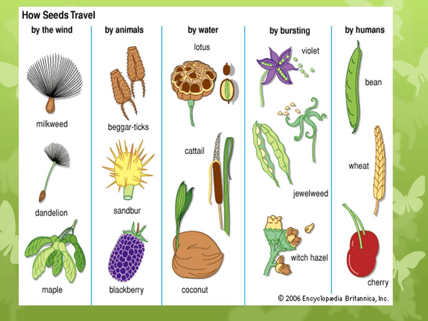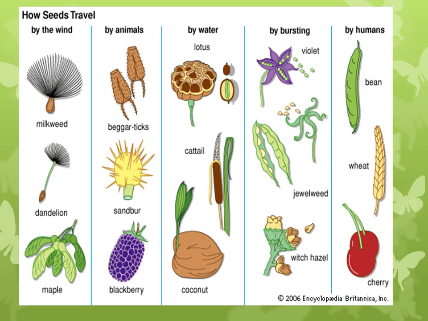By wind: milkweed, dandelion, maple. What happens is, when the wind blows, these are carried away and it deposits itself on some other faraway place, and there again it starts growing into a new plant. They don't need much water like the rose plant, jasmine plant and all.